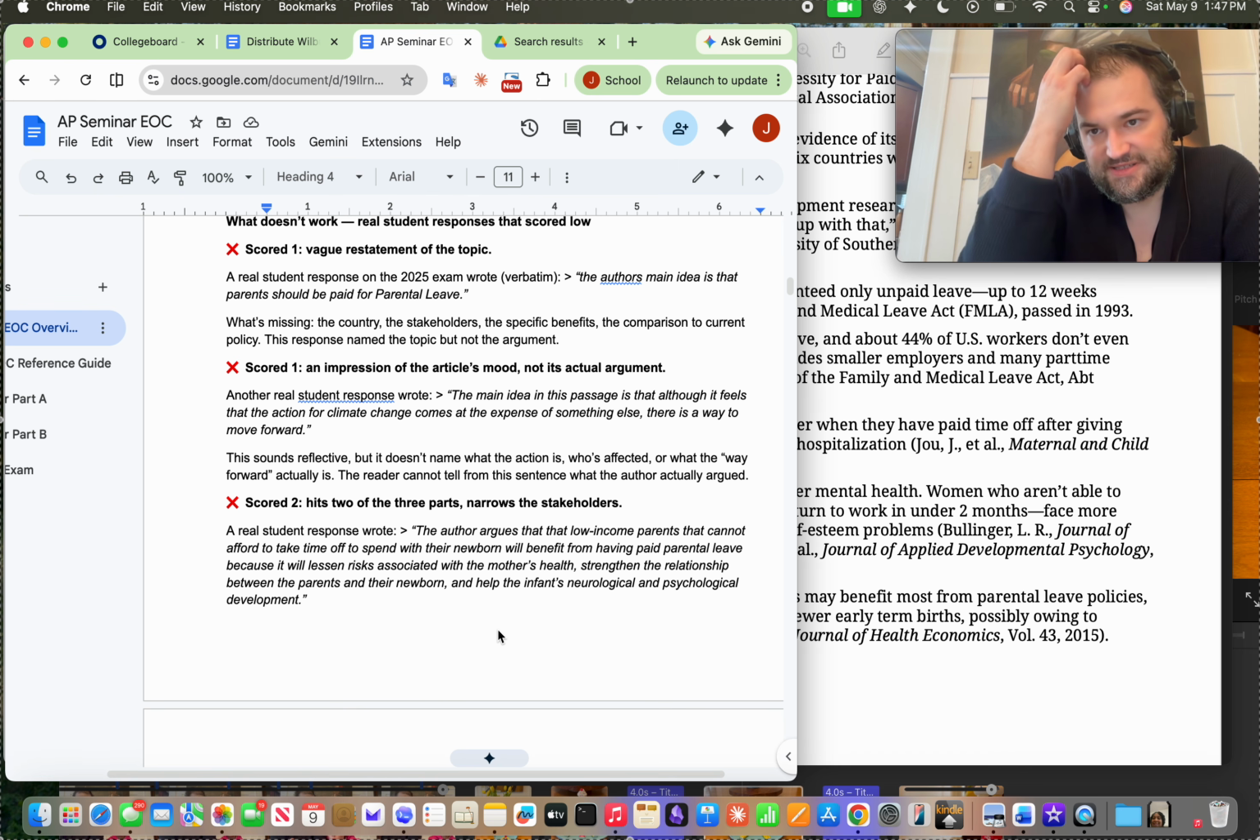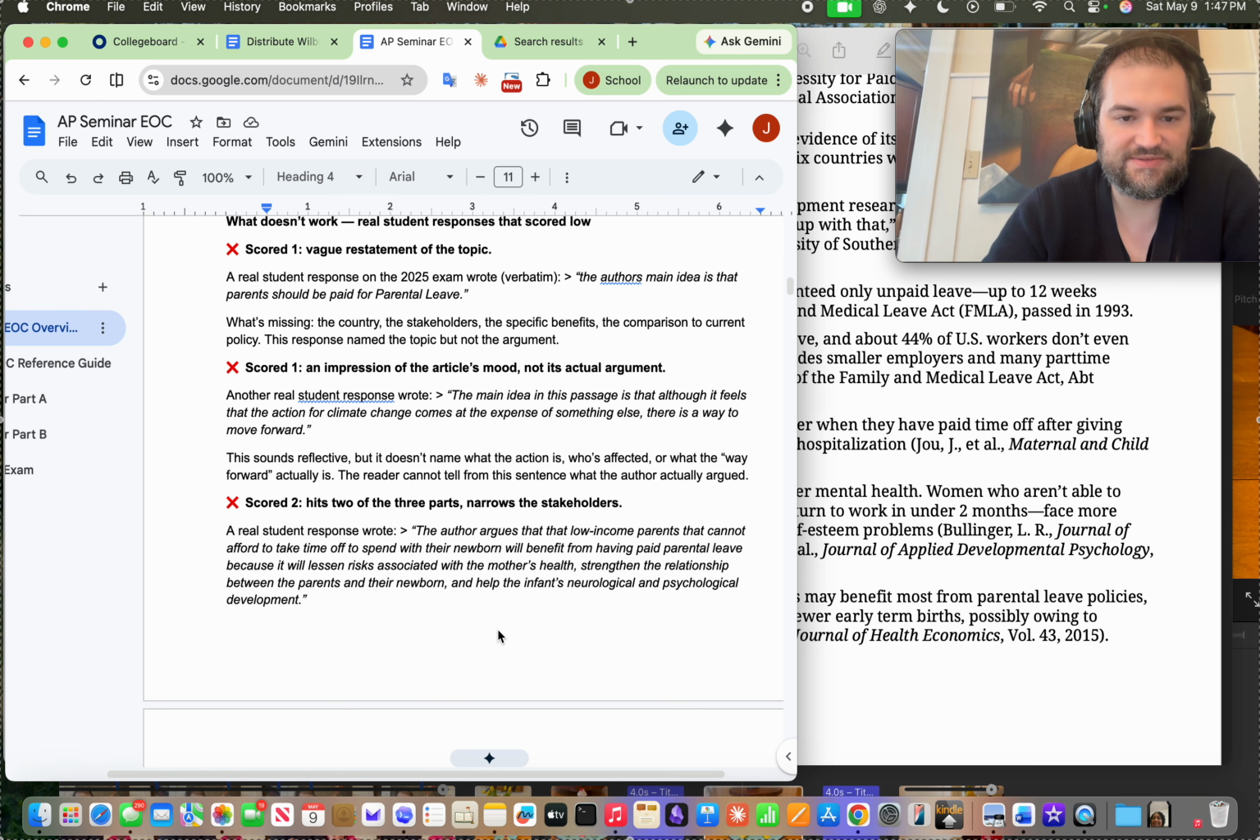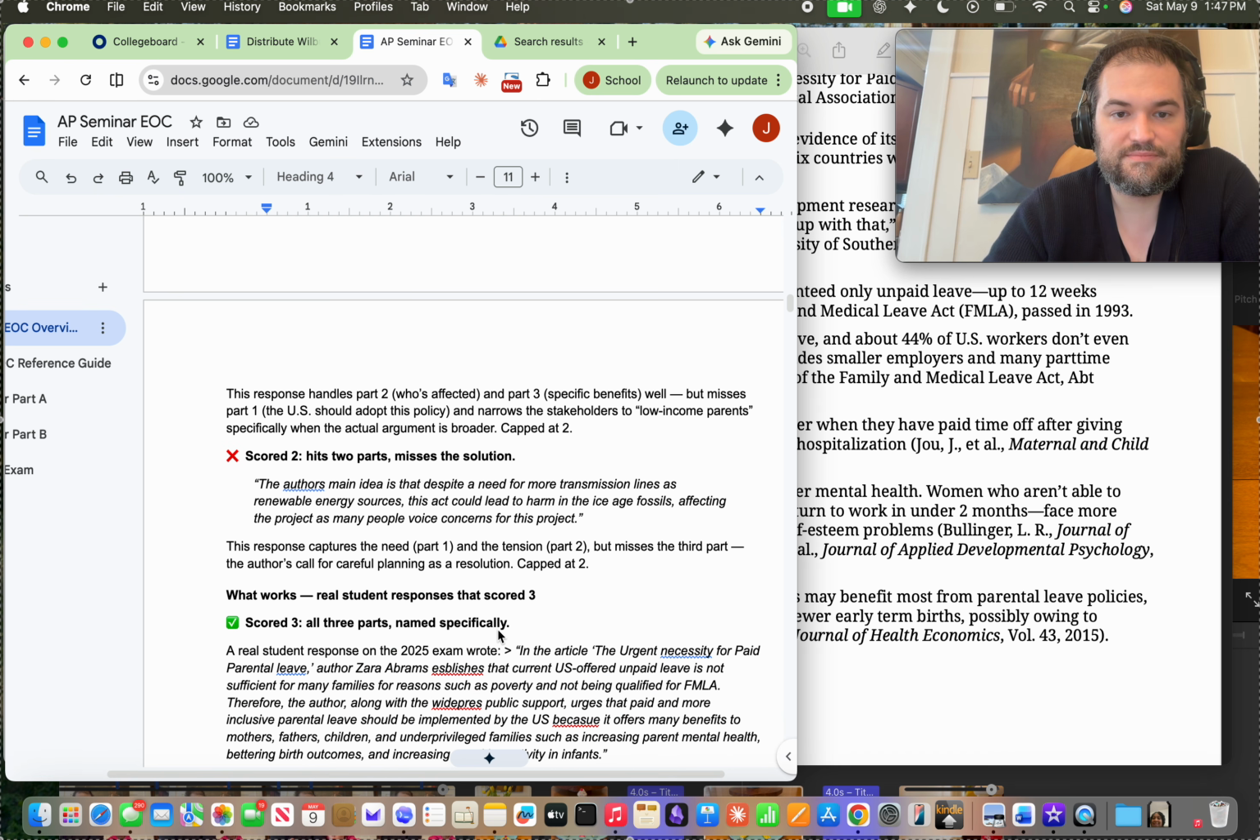This one's a 2, not because it's missing distinct points, just because they're not fully correct. It seems to be focused only, well, I guess it's really only 2 points here. It's the low-income parents getting paid leave, and then it having good health effects. But then it's missing the broader thing about US policy.